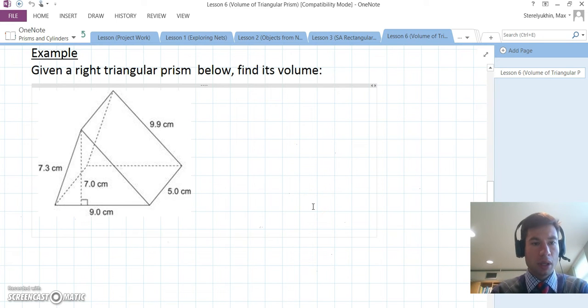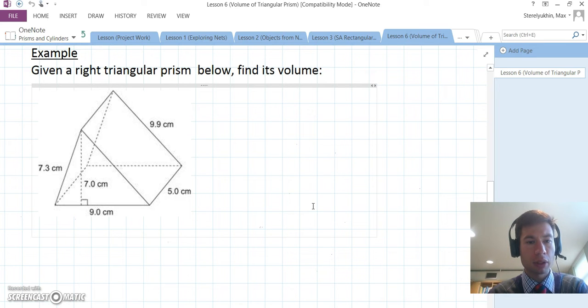Hello once again. Moving along in our unit of prisms and volumes and surface areas, we get to the right triangular prism once again, but now we're interested in its volume. We've done surface area last time, but moving on to volume now. Volume is typically easier to calculate than surface area. It has fewer pieces and parts to it.